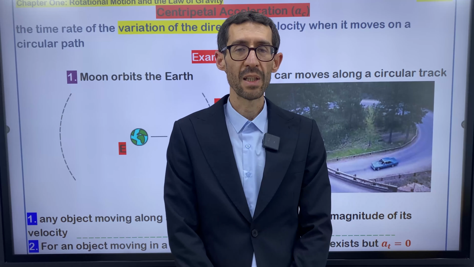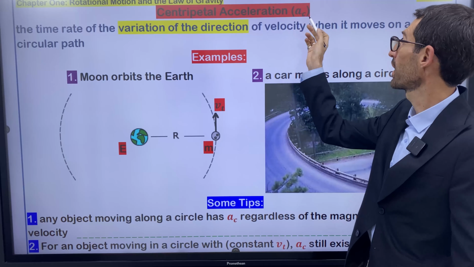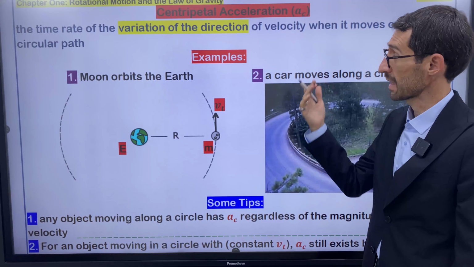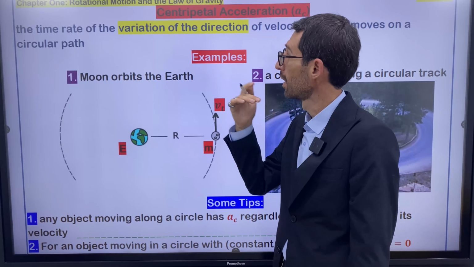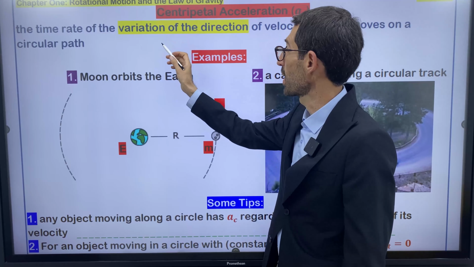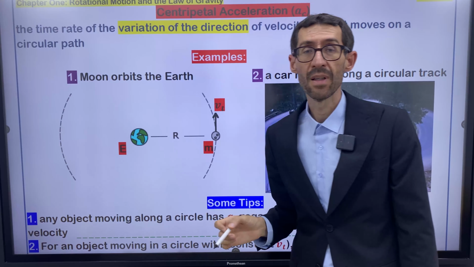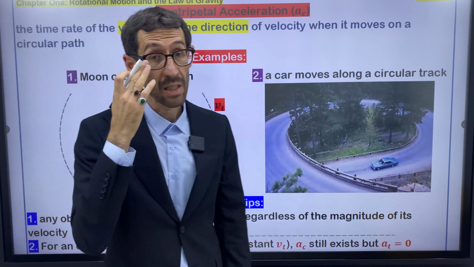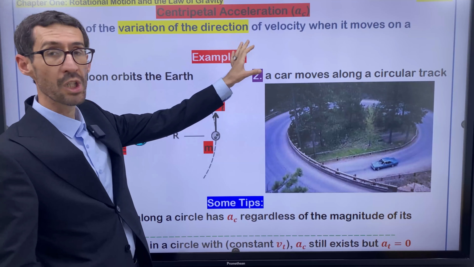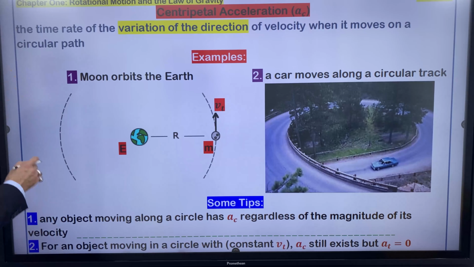Right now I'm going to explain a new subject, which is centripetal acceleration, and we denote it by A sub C. Let me read the definition of this quantity for you. Centripetal acceleration is the time rate of the variation of the direction of velocity when it moves on a circular path. Time rate means divided by time, right?